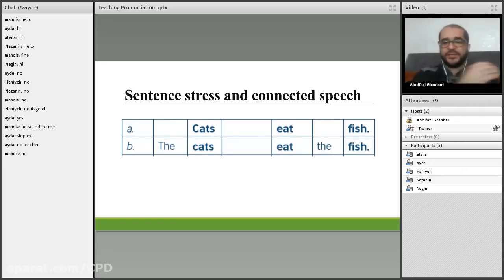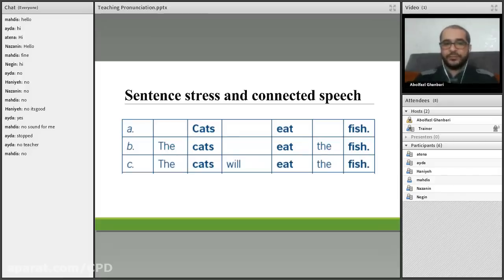The cat eats the fish. Cats eat the fish. Which are the main words of this sentence? Cats eat fish. And without these two the, again the meaning is the same. Cats eat fish. The cat eats the fish. Again here, we have the, will, the. The cats will eat the fish.